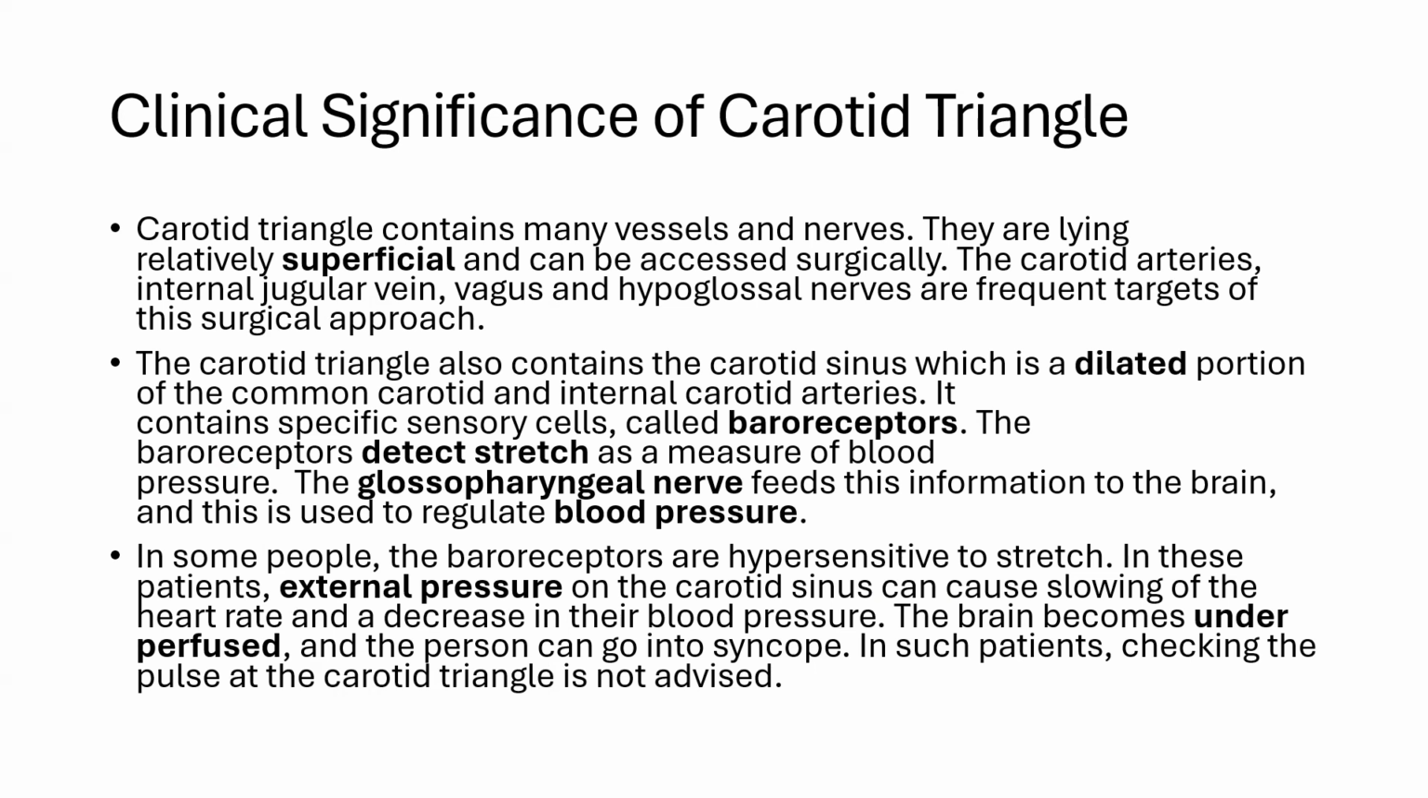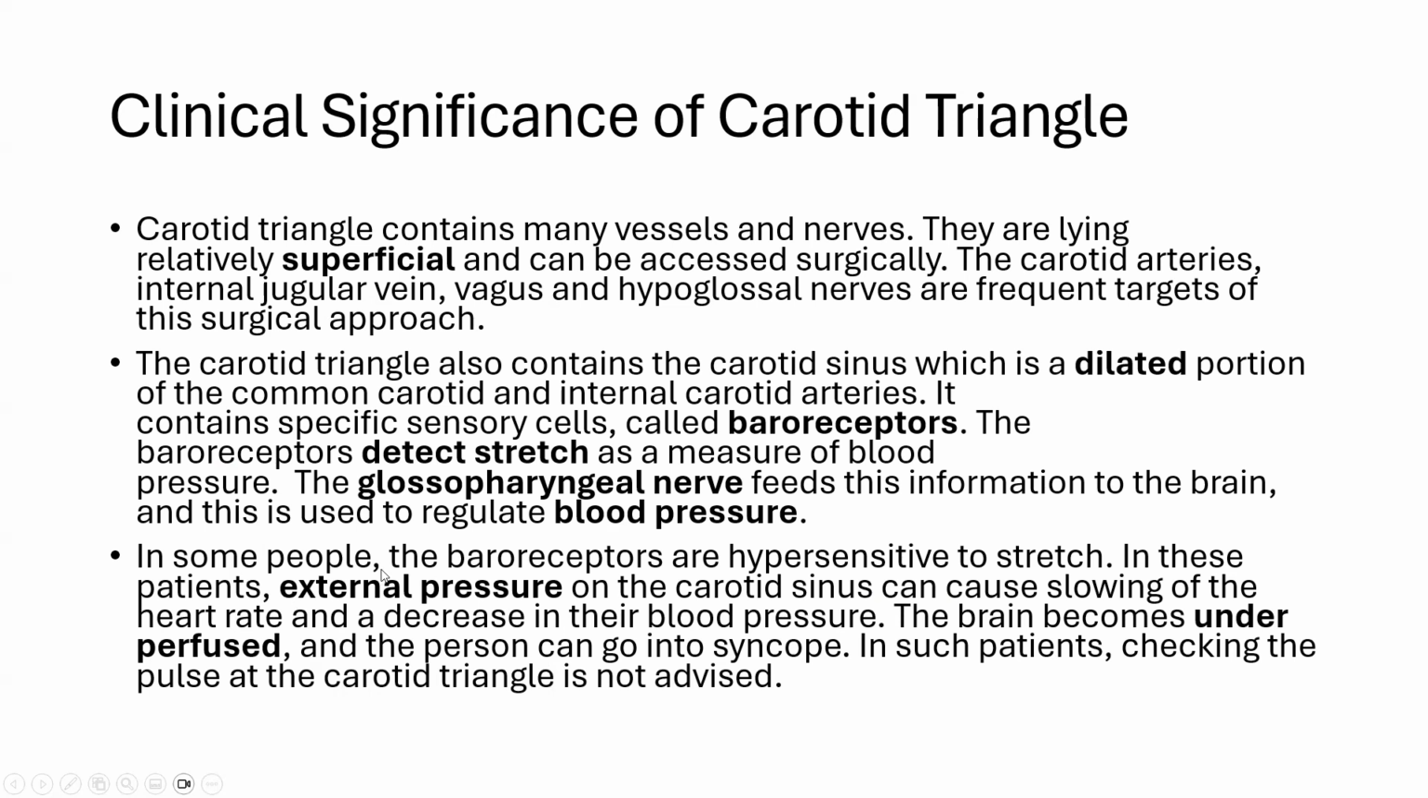The carotid triangle also contains the carotid sinus, a very important point, which is a dilated portion of the common carotid and internal carotid arteries. It contains specific sensory cells, which we call baroreceptors. The baroreceptors detect stretch as a measure of blood pressure. The glossopharyngeal nerve feeds this information to the brain, and this is used to regulate the blood pressure.